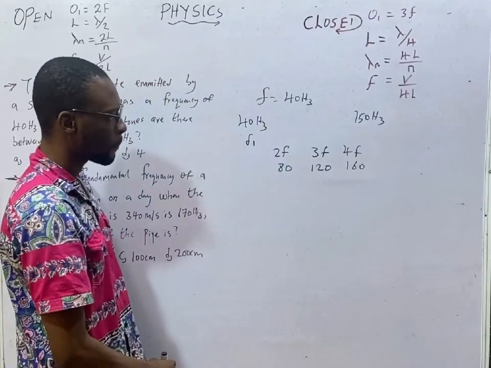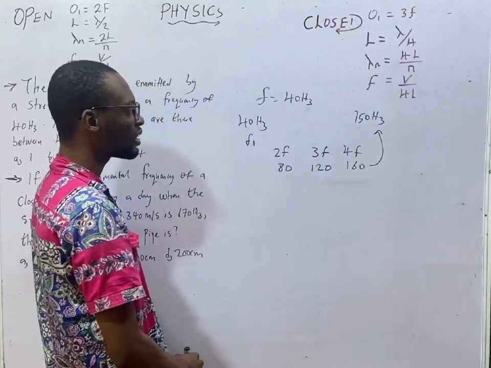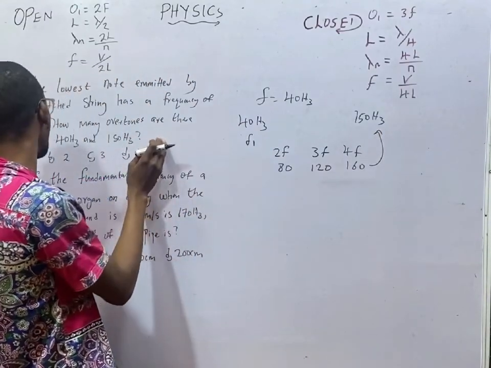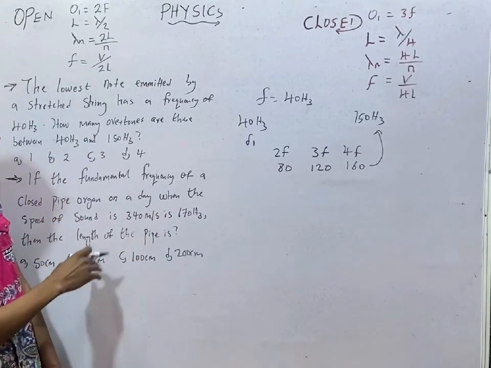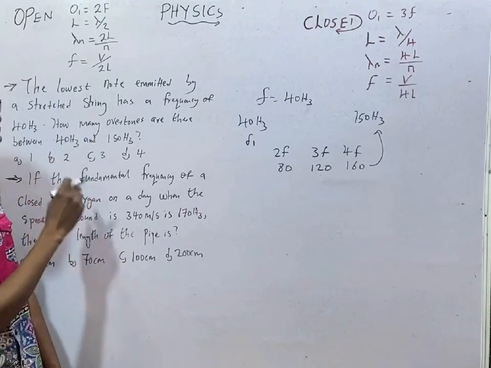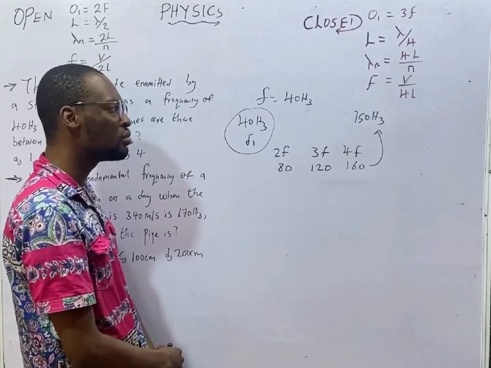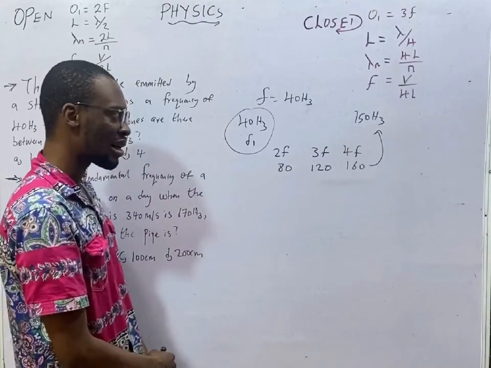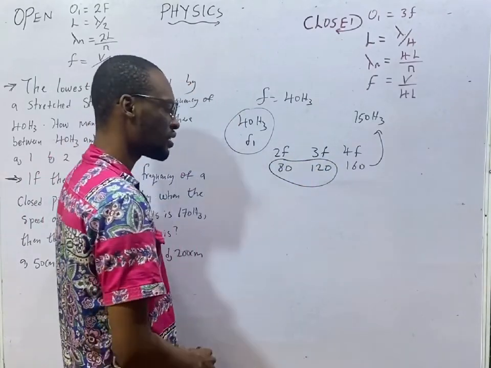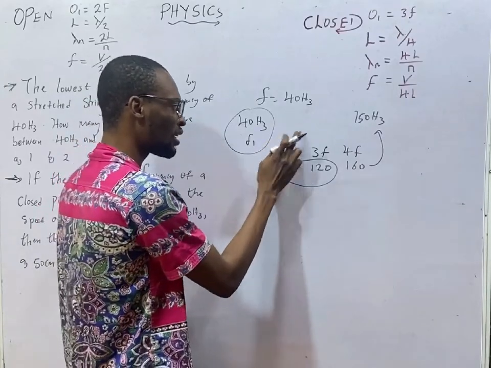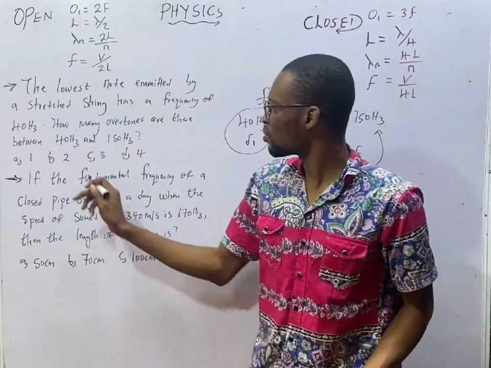So 160 is above 150. We are told the overtones that are between 40 hertz and 150 hertz. You are not going to add 40 hertz to the overtones because 40 hertz is the fundamental. So the only overtones available between 40 hertz and 150 hertz are 80 and 120 hertz, and we have two overtones, this and this. So we have only two overtones. So that makes option B correct.